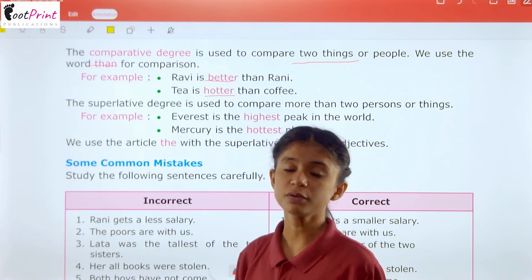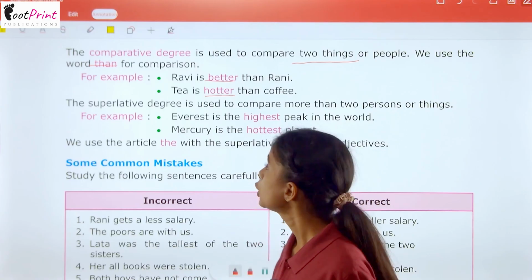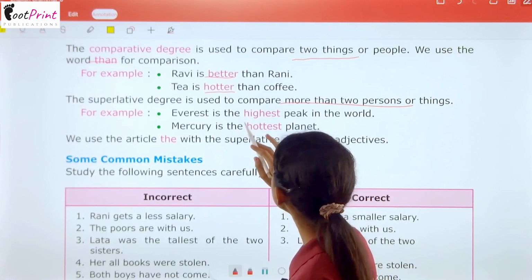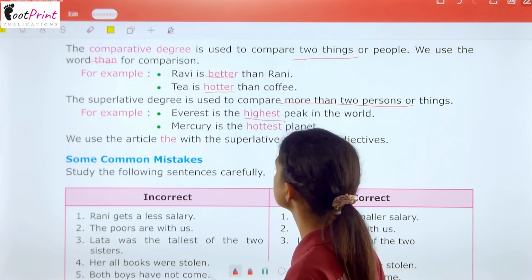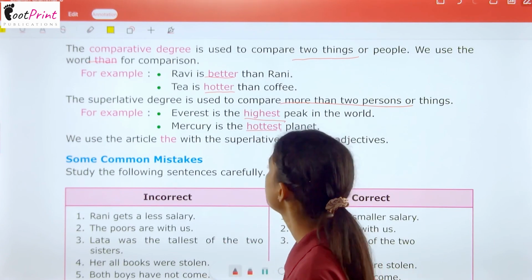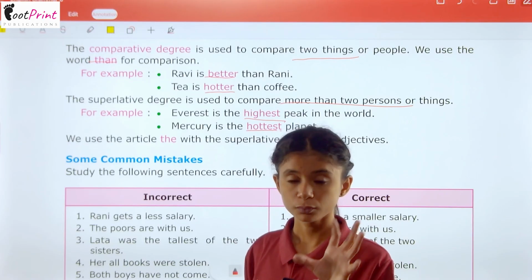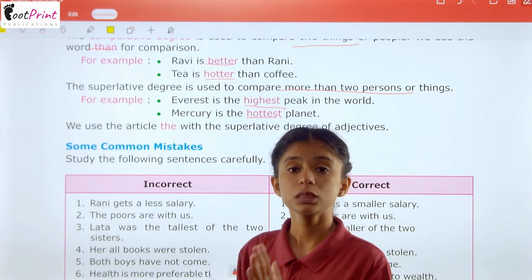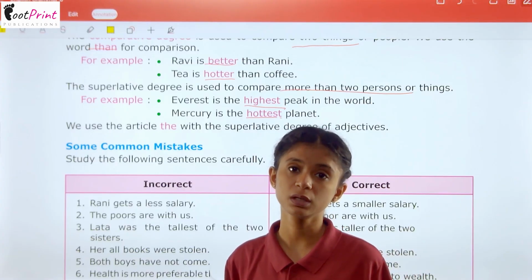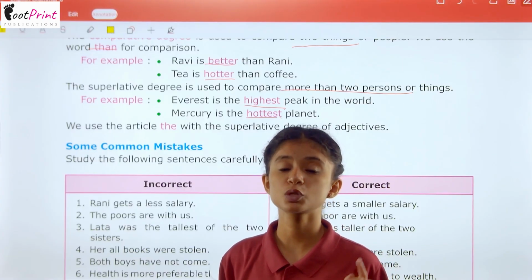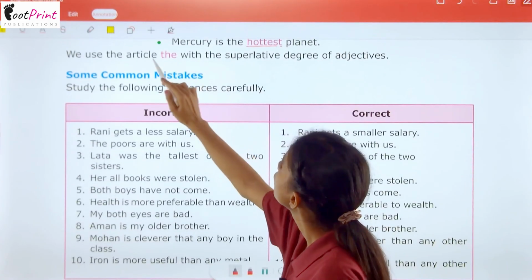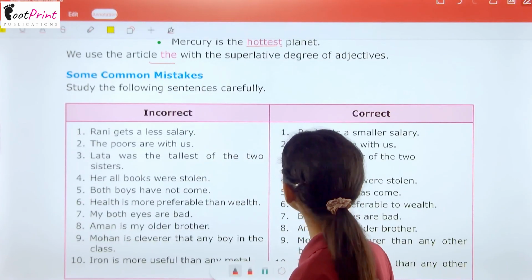After this comes our superlative degree, that is used to compare more than two persons or things. Everest is the highest peak in the world. Mercury is the hottest planet. So what we have here is we put the before the superlative degree, and in comparative degree we put than after it. Now we use the article the with the superlative degree.